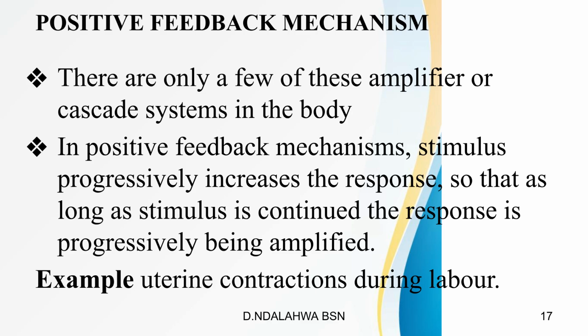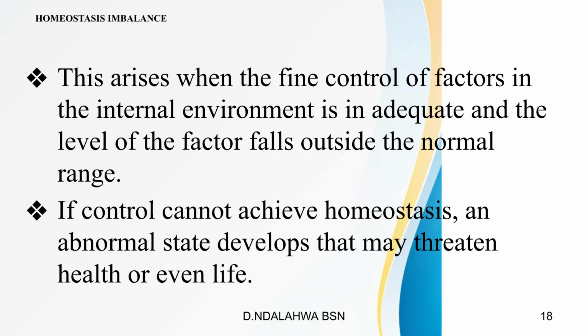Positive feedback mechanisms are fewer in the body. In these, the stimulus progressively increases the response, amplifying the effect as long as the stimulus continues. An example is uterine contractions during labor. Homeostasis imbalance arises when control of the internal environment is inadequate and a factor falls outside the normal range. Failure to achieve homeostasis can lead to an abnormal state that threatens health or life.